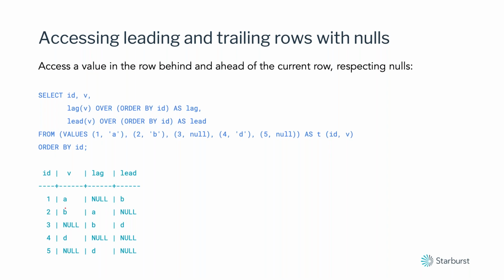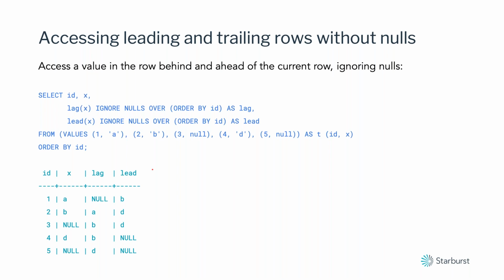For row B, A is behind it because there is an A. There is no row ahead of it, or there is a row ahead of it, but the value is null. So lead gives us back null. Same with D. D has a row ahead of it, but the value is null. It has a row behind it, but the value is null. So lag and lead gives us back null, which is the same that you get if it's at the beginning or the end, and there is no row ahead or behind.